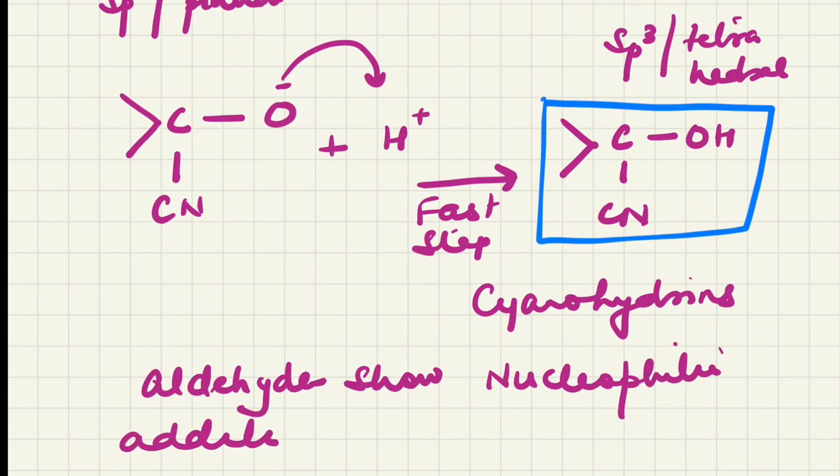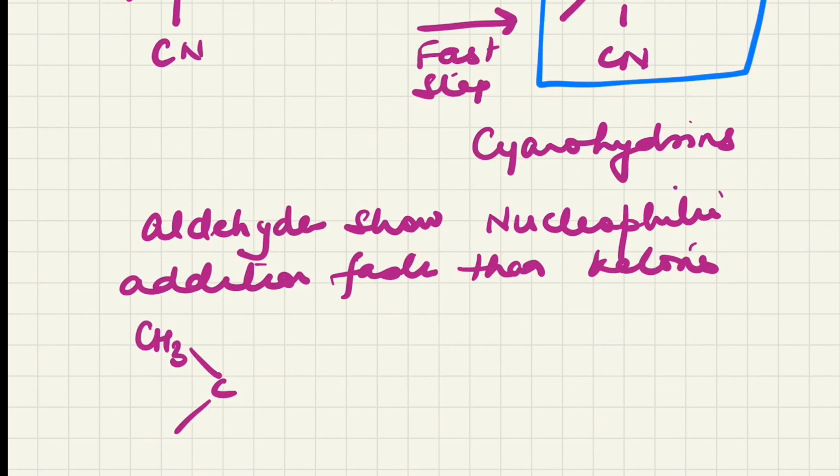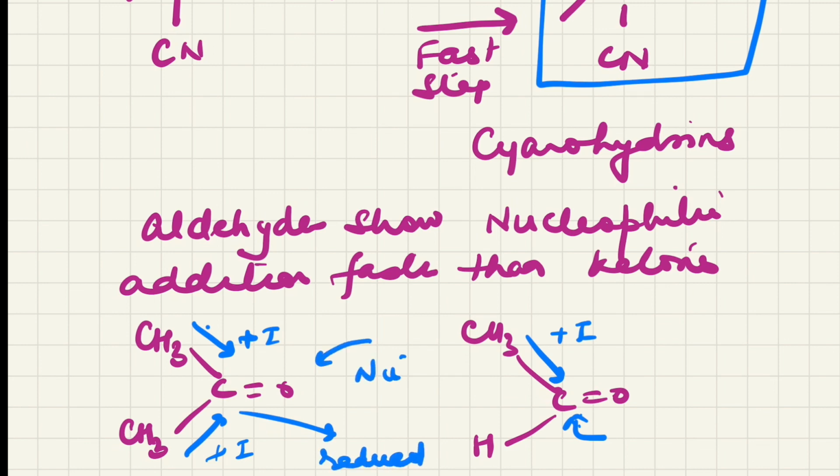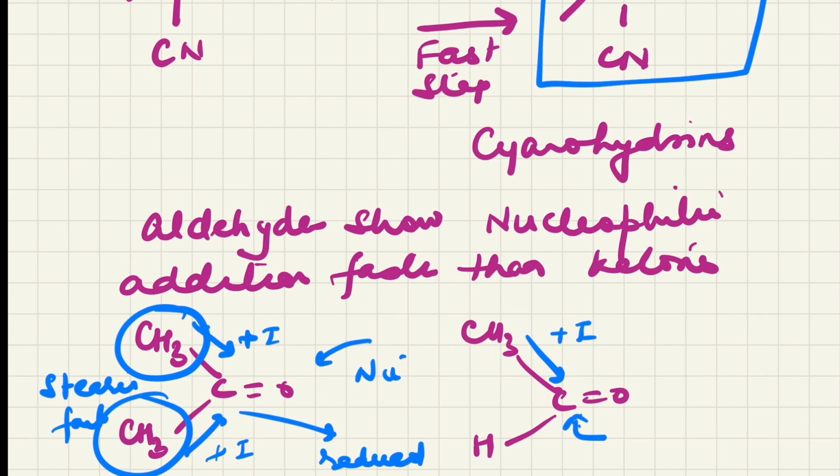So aldehyde will show nucleophilic addition faster than ketones. Reason being, I have taken a simple ketone and I have taken a simple aldehyde. Now, if you see, this CH3 gives plus I effect and this CH3 also gives plus I effect, whereas here we have plus I effect only from one direction. So the electrophilicity of carbon, in the first case, is reduced. As a result, the attack of the nucleophile is slow. Also, steric factors. Because there are two alkyl groups, sterically it will be hindered.